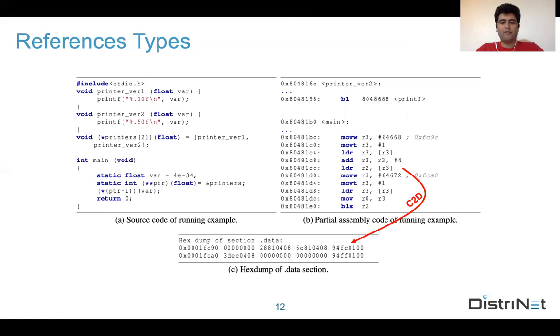Actually, in the data section, we have a pointer to another part of the data section which contains the address of the printer function, which actually points to the printer function. And in the printer function, we point to the printf function. So you can see here that we have 4 types of references in one application: code section to code section, code section to data section, data section to data section, and data section to code section references. So if we can handle all these references, we can manage to solve the problem and challenges described before.